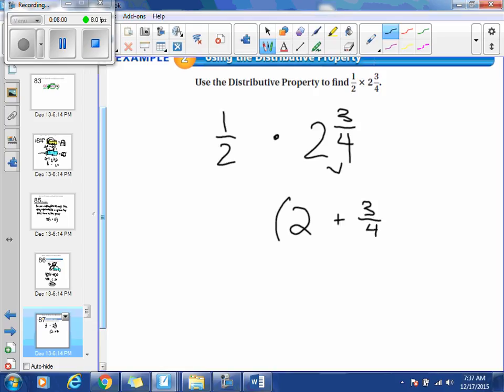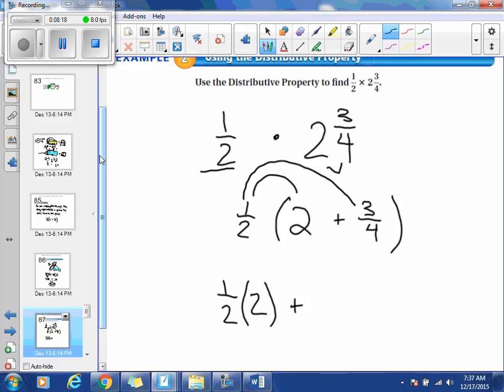2 3/4. Couldn't I write that as 2 plus 3/4? And we need to take 1/2 times that. So I'm going to distribute the 1/2 to everything in the group. I'm going to multiply the 1/2 by every term in the group. So first, I'm going to take 1/2 of 2. And then I'm going to take 1/2 of 3/4.